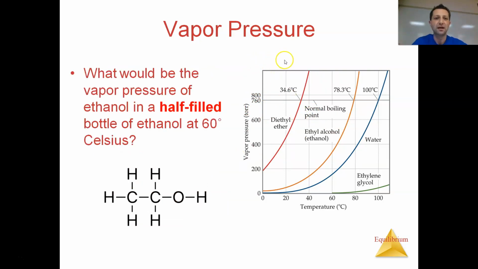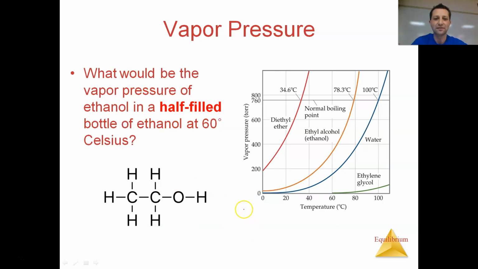So, a couple application questions here. What would be the vapor pressure of ethanol in a half-filled bottle of ethanol at 60 degrees Celsius? Here's ethanol. I said it has 2 carbons and an OH group. When you take organic chemistry, you'll be more familiar with that. It's a half-filled bottle, so that's important.